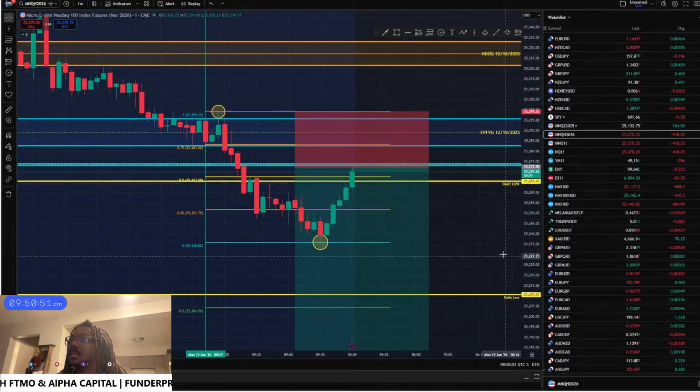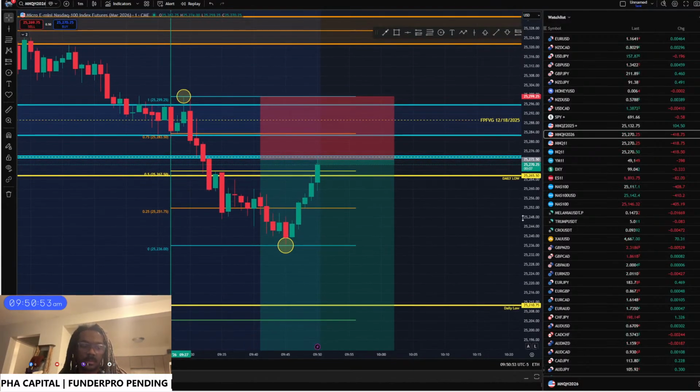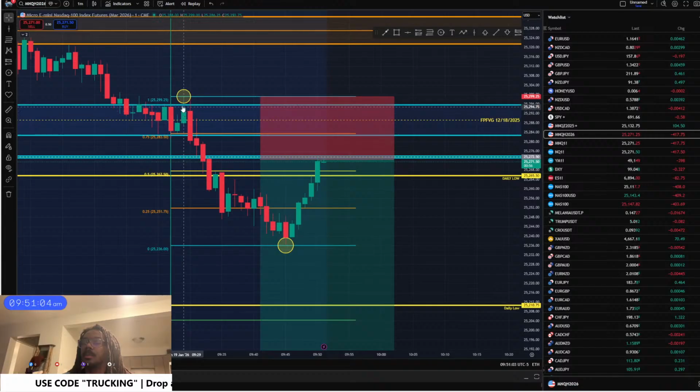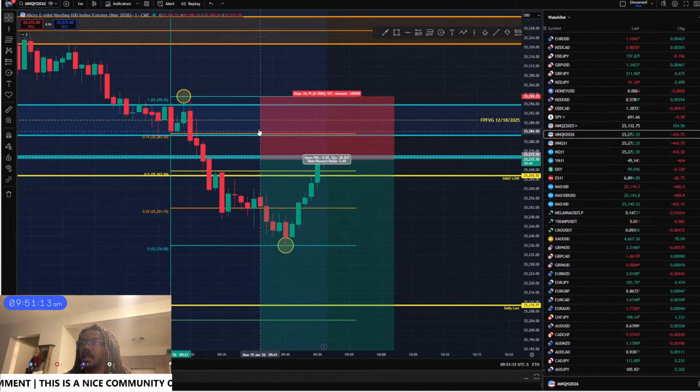So it just tapped into our area right there. Before I take a sell, I just want to see how it's going to react for a little while. Like I said, I'm not going to be shocked if this price wants to go up into this first presented fair value gap right here as well. And then we have these two order blocks right here as well.